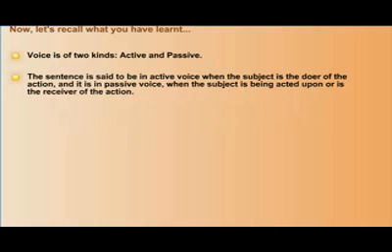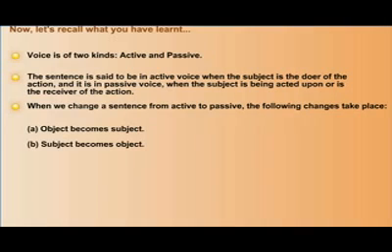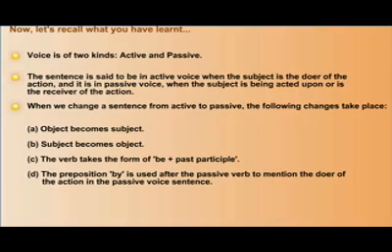Now let's recall what you've learned. Voice is of two kinds, active and passive. The sentence is said to be in active voice when the subject is the doer of the action, and it is in passive voice when the subject is being acted upon or is the receiver of the action. When we change a sentence from active to passive, the following changes take place. Object becomes subject, subject becomes object, the verb takes the form of be plus past participle, and the preposition by is used after the passive verb to mention the doer of the action in the passive voice sentence.